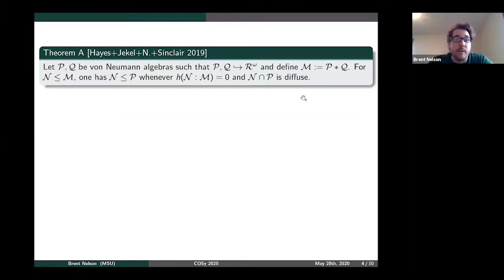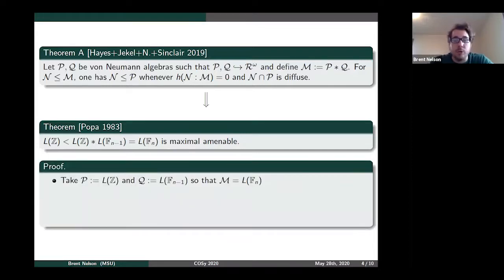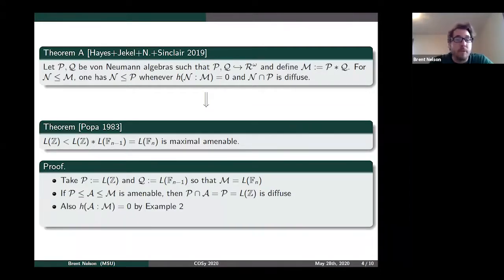So it's really easy to see how this recovers Popa's result. Here's the proof. Just take P to be L of Z, Q to be L of N. These both obviously embed into R omega, and then this makes their free product L of N. Now say we've got some subalgebra A that contains P and is amenable. Well, then obviously its intersection with P is just going to be P again, which is diffuse. And moreover, since it's amenable, we know that it has one-bounded entropy equal to 0 by example 2 on the previous slide. So just by invoking Theorem A, we get that A has to actually be contained in P, and therefore we get equality, meaning P is maximal amenable.